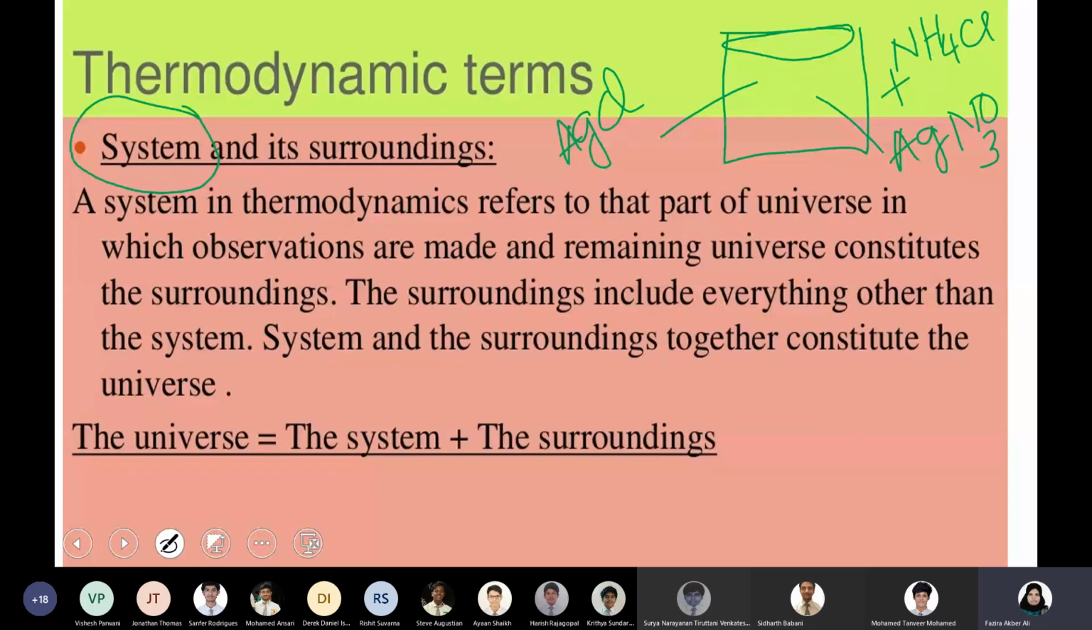Most simply, in a chemical reaction, the system is where a reaction is taking place, where you are mixing up different reagents. That is what system is. So system is the part of the universe. If you take the entire universe, it's very, very big. In that entire universe, the area where you are doing the investigation is known as system. Only the contents you've taken in a beaker is the system.